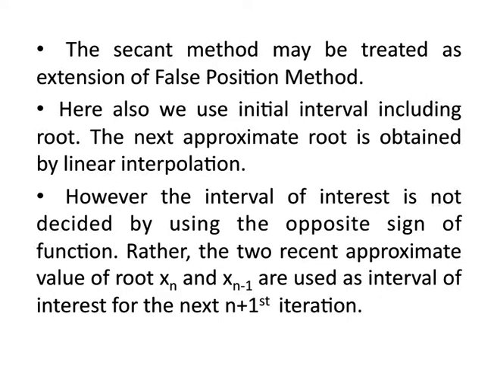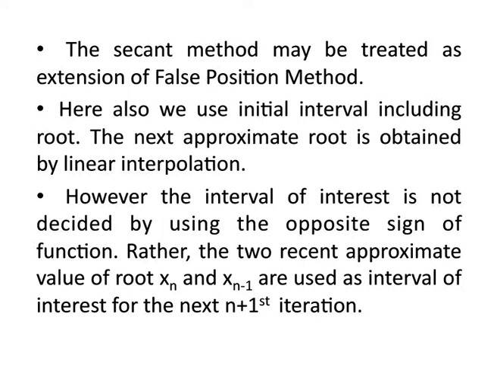As we were doing in the false position method, we were deciding the next interval of interest by using the sign of the function. The value of the function was calculated at x1 and x3, and we were getting the product of these two, and if the product is less than 0, then we are calculating one interval, otherwise we are calculating the other interval. Here what we do, we take the 2 most recent values of approximate root as the interval of interest. So, this is a simpler method than the false position method.